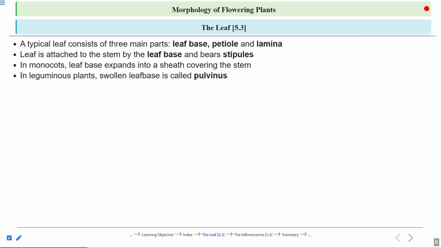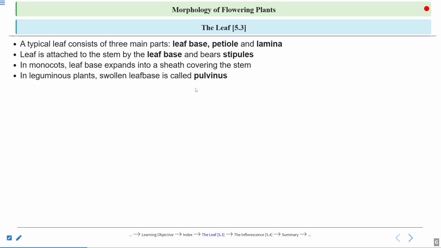Because there are turgor changes in the cells which are present in the pulvinus. The pulvinus consists of cells that change the turgor pressure. And because of the change of turgor pressure, the leaf movement occurs. These pulvini are present in some plants such as the touch-me-not plant also.